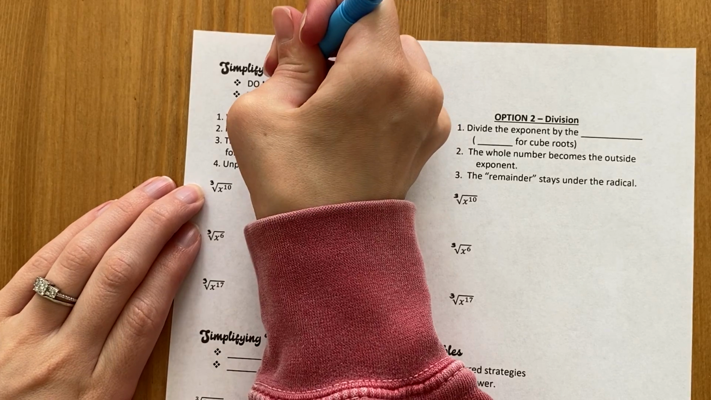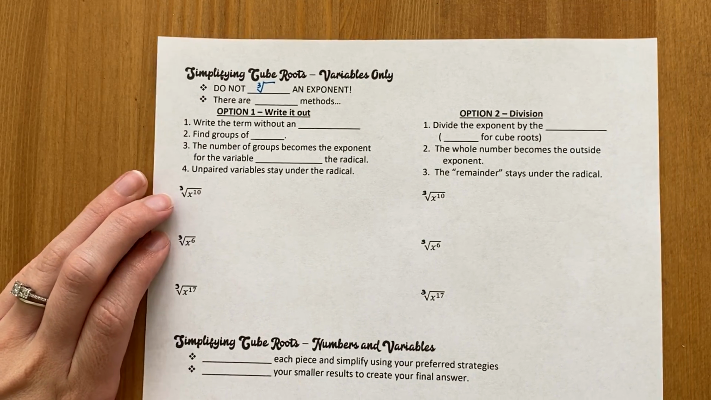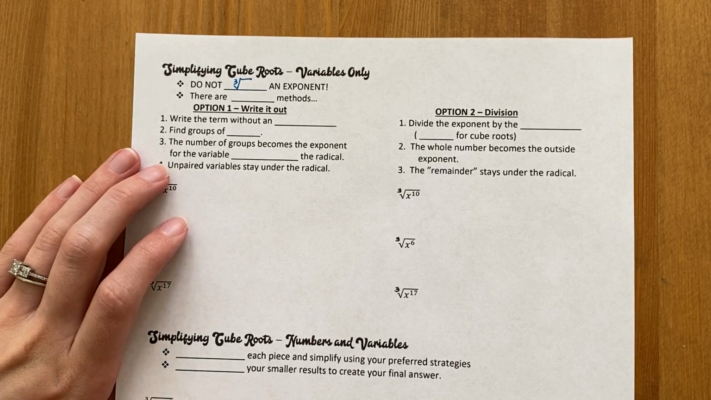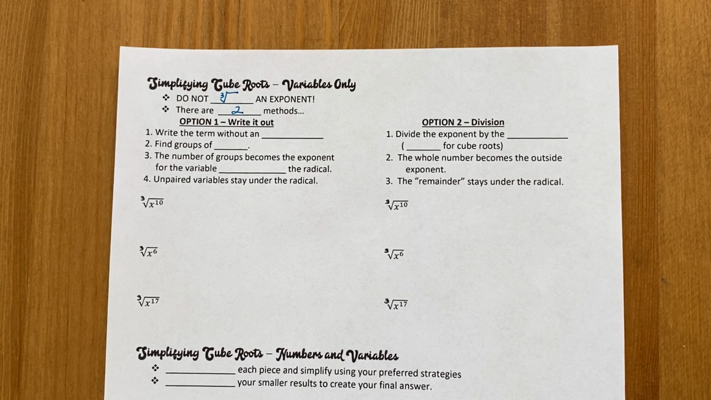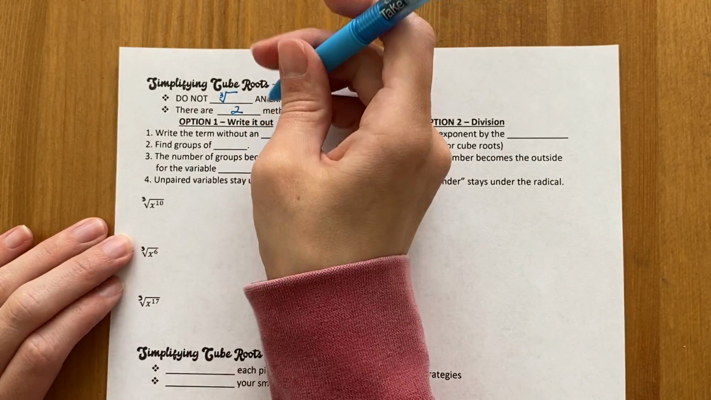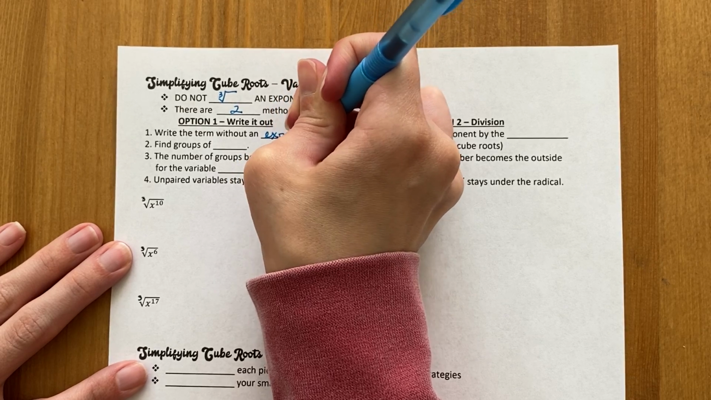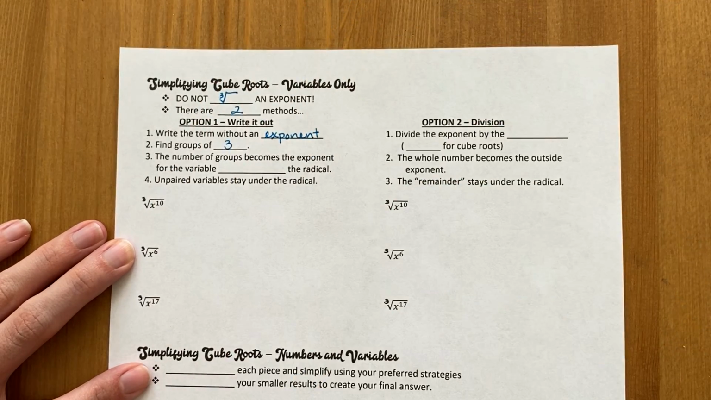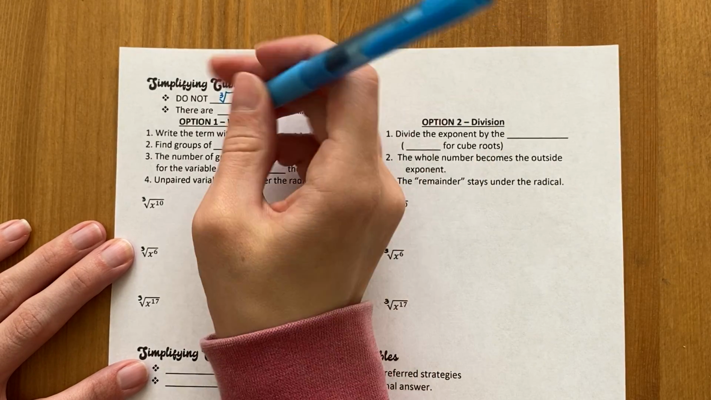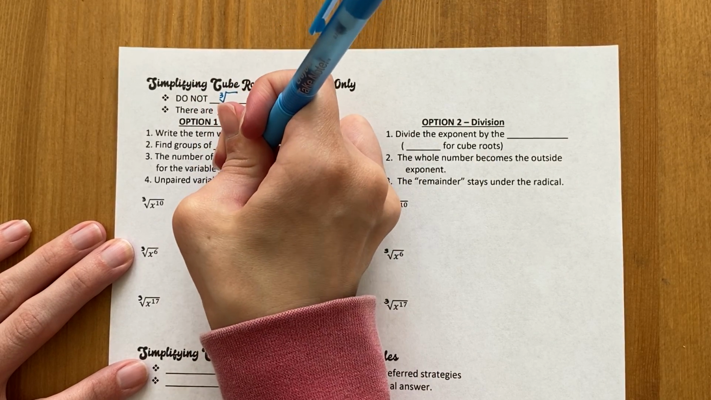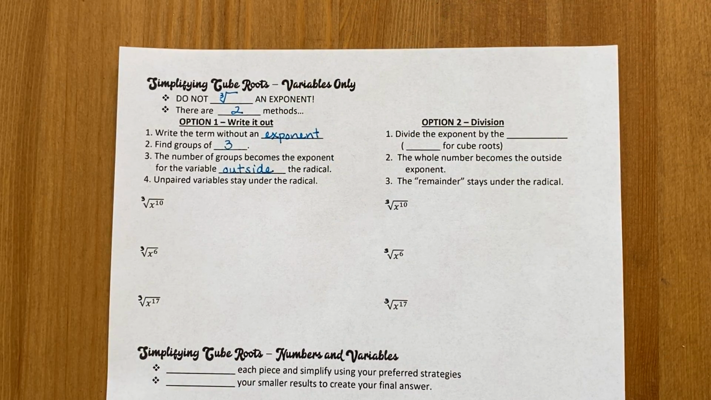So again, do not cube root an exponent. Just like you can't square root an exponent, you can't cube root one either. Okay, again, there are going to be 2 methods. So it's kind of like finding the groups, or we can use division to make that work too. So you can write the term without an exponent and find groups of 3. Now, however many groups you have becomes the exponent on the outside. And anything without a group is going to end up staying underneath the radical.